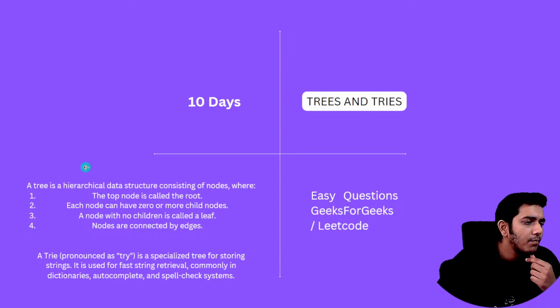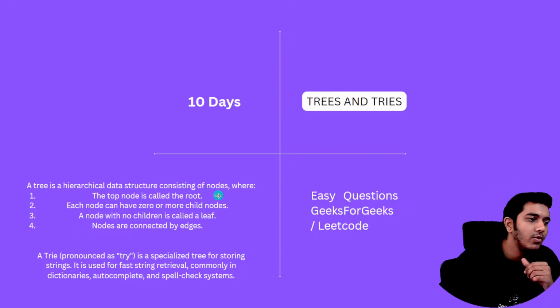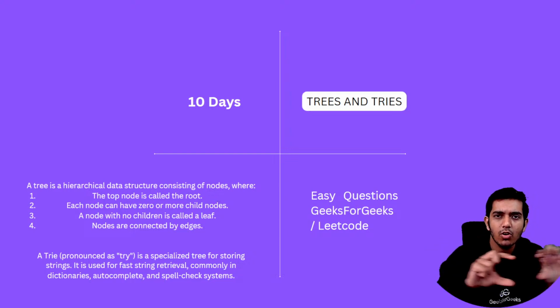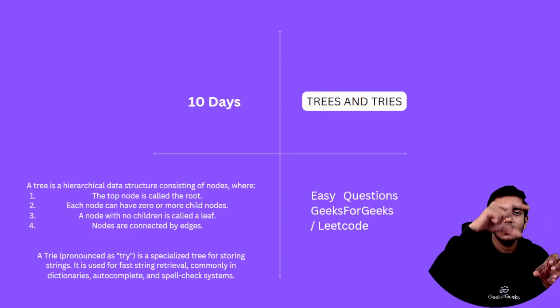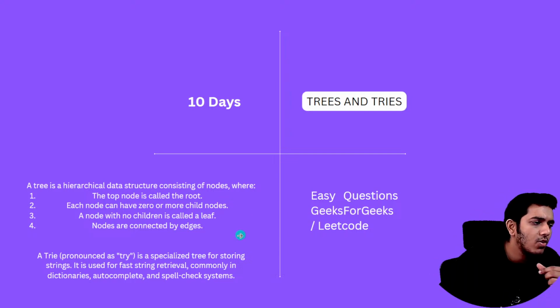All right, so I have written this: a tree is a hierarchical data structure consisting of nodes, where the top node is called the root. Each node has zero or more child nodes, and a node with no children is known as a leaf node. Nodes are connected by edges, so one node is connected to another node with the help of an edge, a single line. That's what we call it.